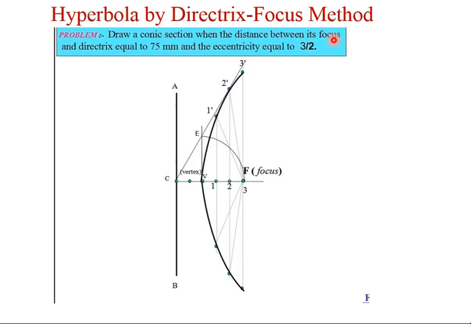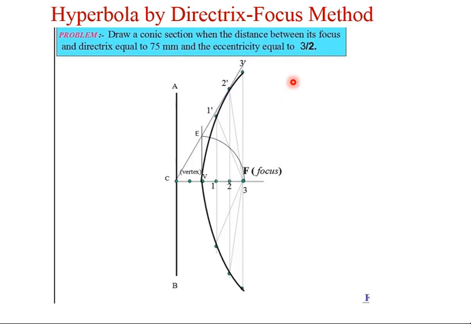The procedure is very simple again, like our parabola, but the different thing here is how to locate V. That is very important. Again, draw AB, which is the directrix line. Find out the midpoint of AB. Draw CX, an axis line for the conic curve, that is the hyperbola in this case. Locate the F point, at a distance of 75 millimeter, so CF is 75 millimeter. Now here in between this C and F we need to locate this V.